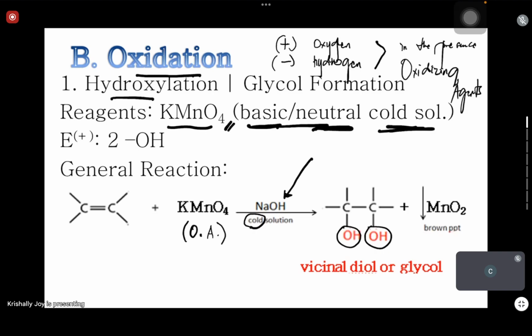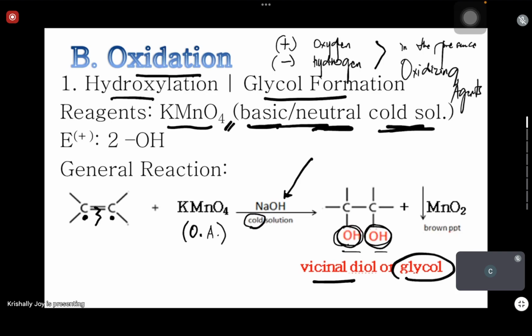So ganun lang din, prior to hydroxylation, we need to break the pi bond. So each of the carbon will become reactive. Then isipin nyo, after you break the pi bond, hydroxyls will be added. So that will form the major product, glycol. Kapag vicinal diol, magkatabi yung hydroxyl being added, you form a glycol. Kaya ang tawag din is glycol formation.